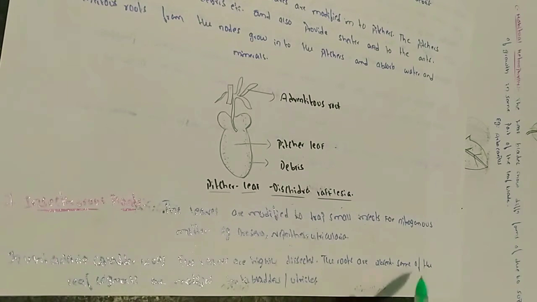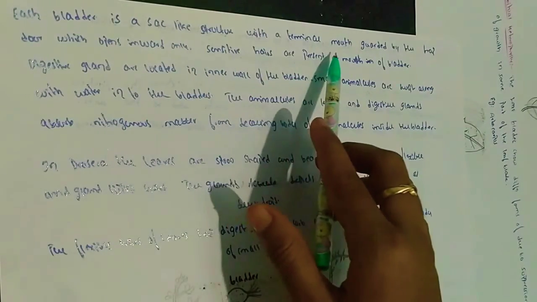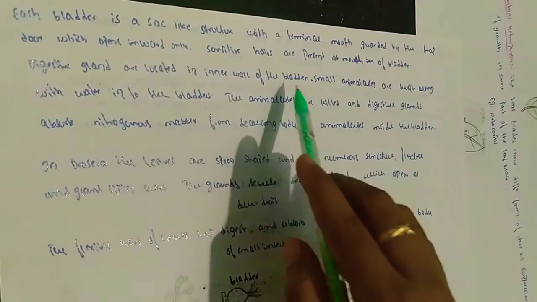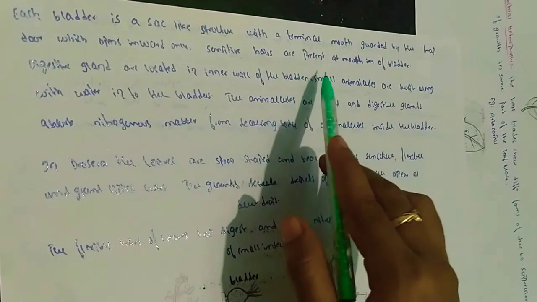Some of the leaf segments are modified into bladders or utricles. Each bladder is a sac-like structure, meaning a pouch-like structure, with a terminal opening guarded by a trap door which opens inward only. Sensitive hairs are present at the mouth of the bladder.